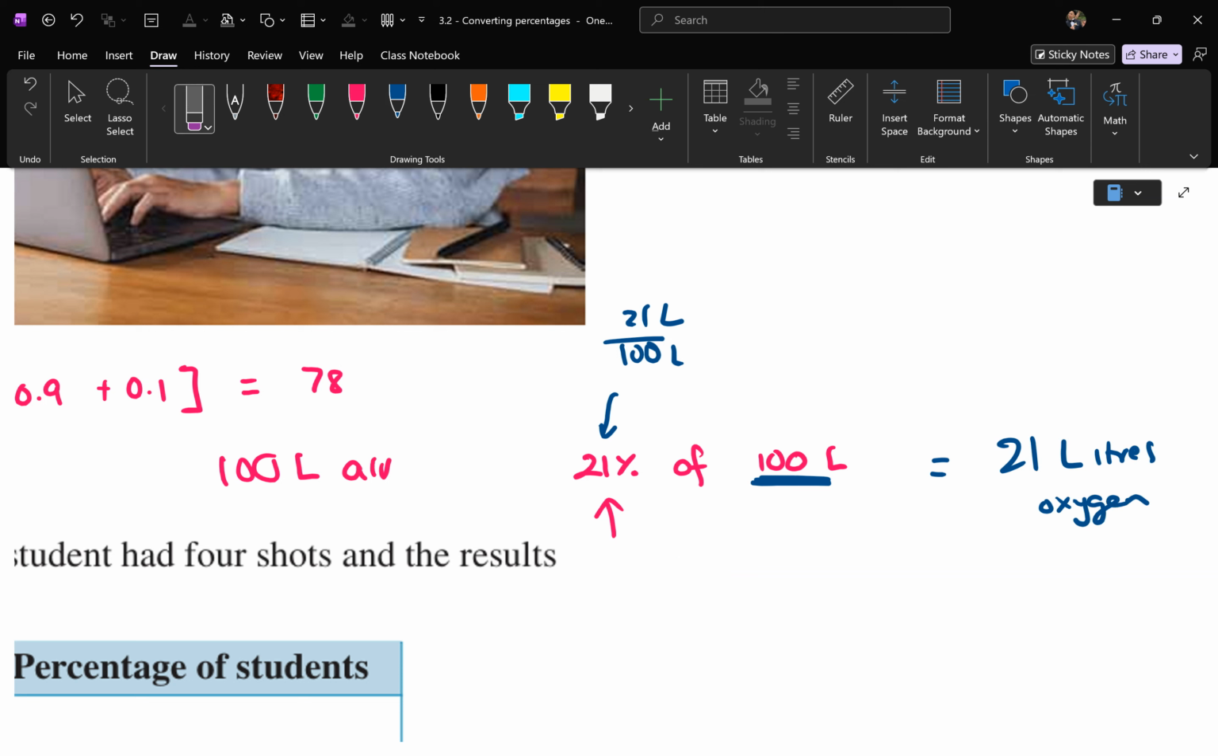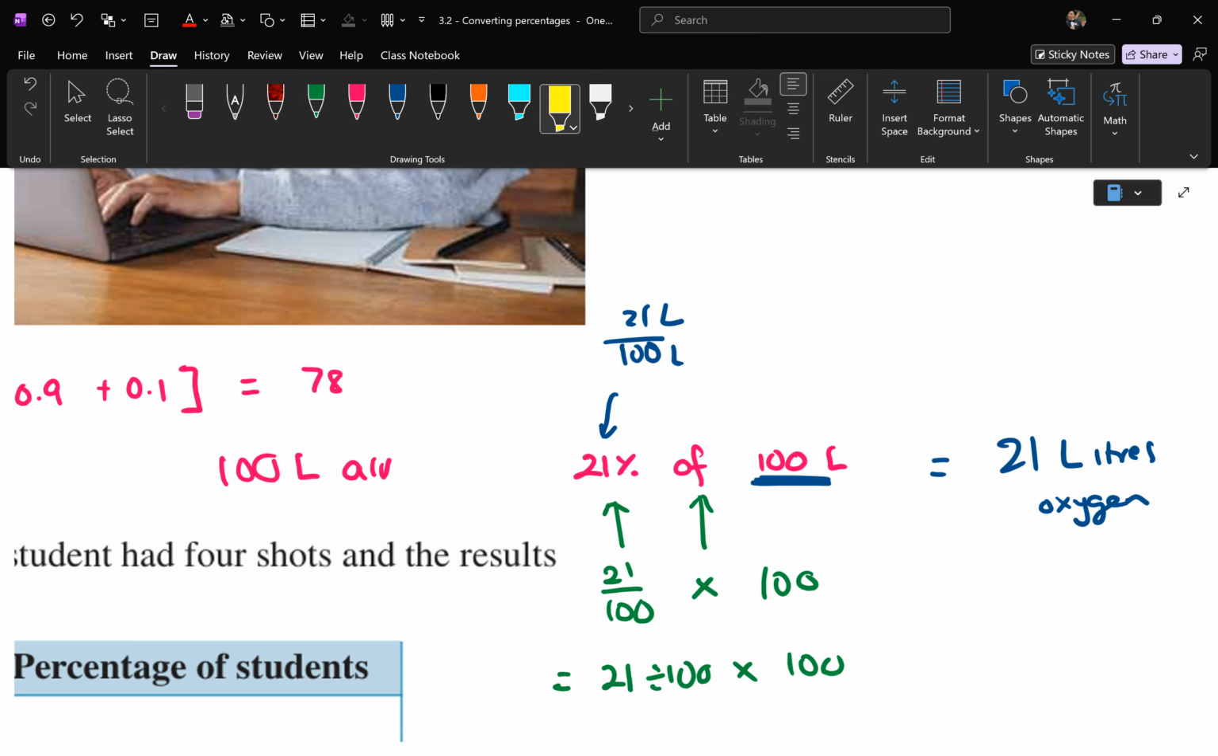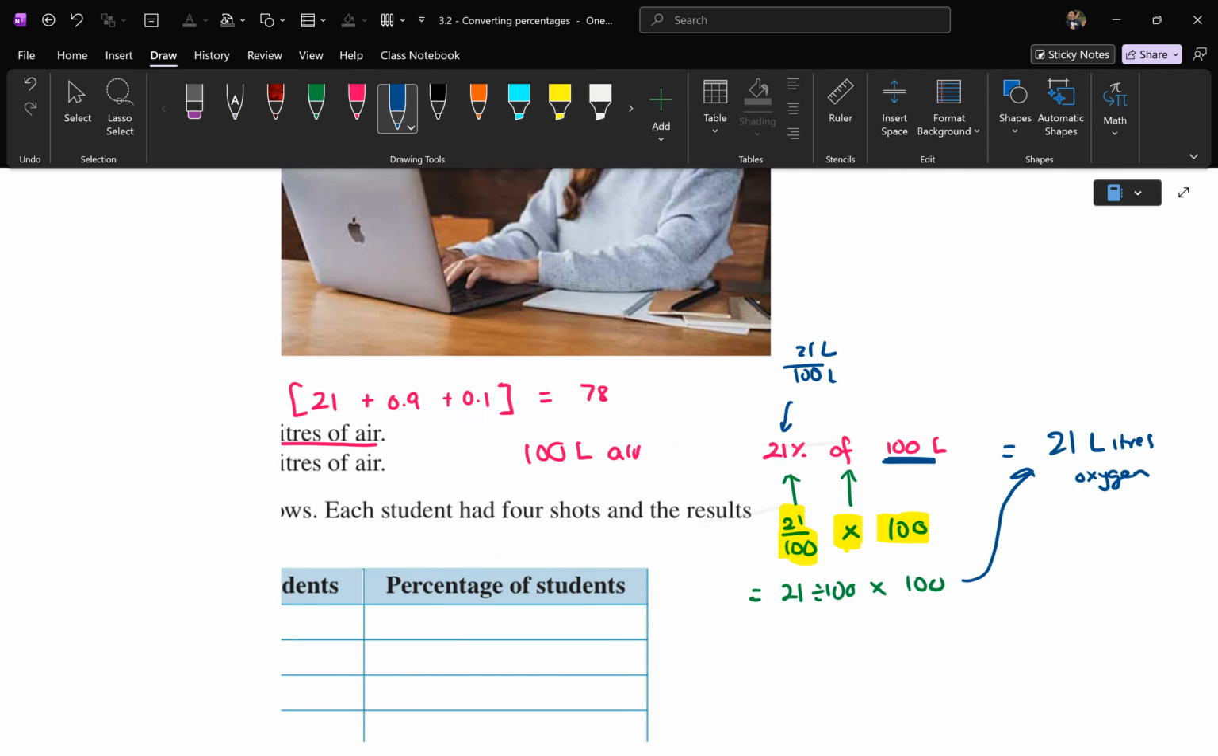Okay, but if you wanted to, for those who want to go a bit ahead, you can actually work this out by writing 21% as 21 over 100. In mathematics, of actually means times, and then 100, you just write 100. So if you type this on your calculator, write 21, divide 100, and then times 100, it should give you 21. And that's how you know it's 21 liters is oxygen.